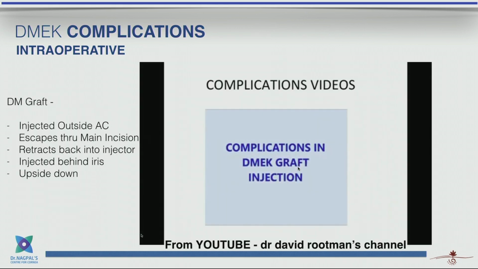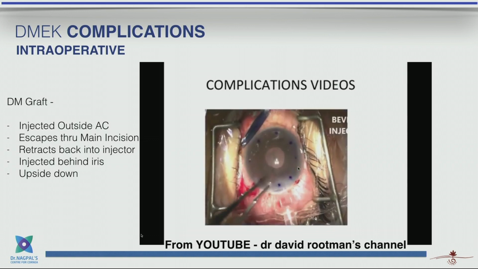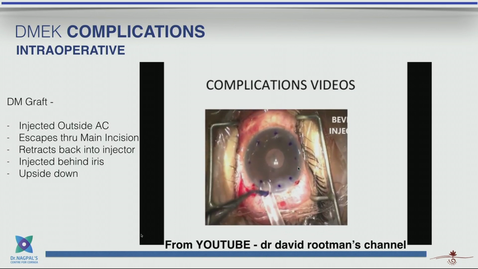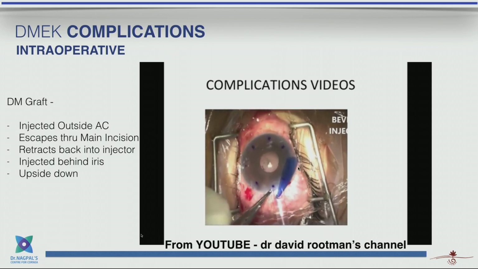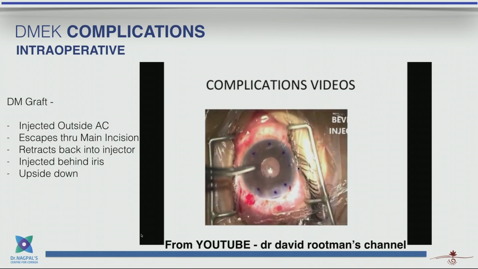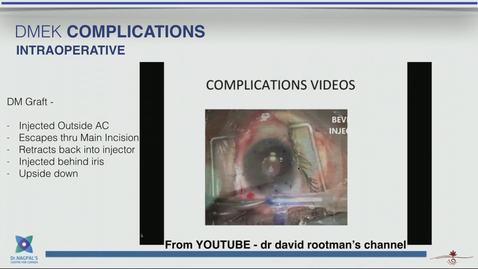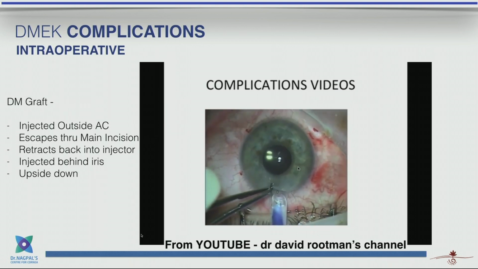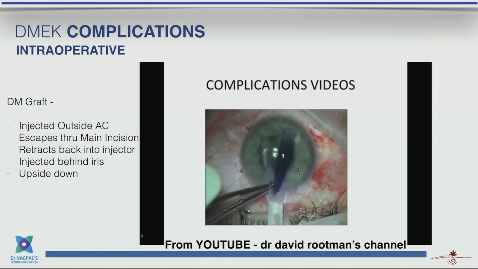And here I've just picked up Dr. David Rootman. Everybody knows him. He has a nice YouTube channel, and there was a brief collection of some of the complications which we all have seen, that sometimes the graft goes outside the anterior chamber. Then you are again trying to put it back into the injector. And at this point you can note the bevel is up. So bevel up is a little risky. You should always try and put the bevel down till you reach a stage, Dr. Basak, and then you can maneuver a little bit from the side or here. But initially I think you should keep the bevel down.